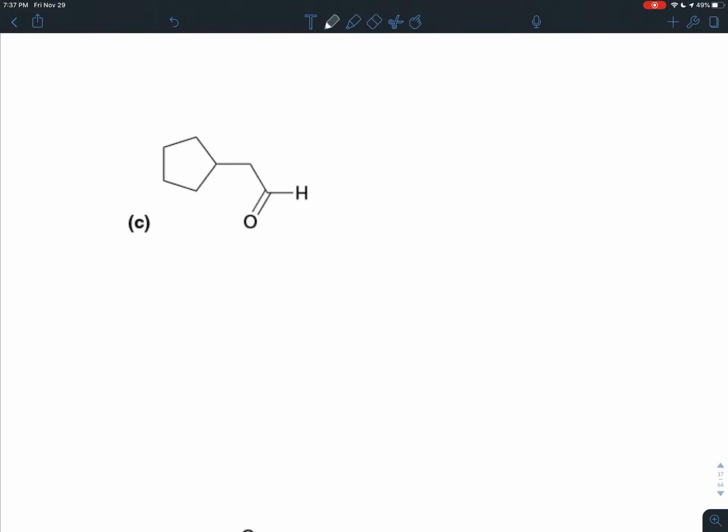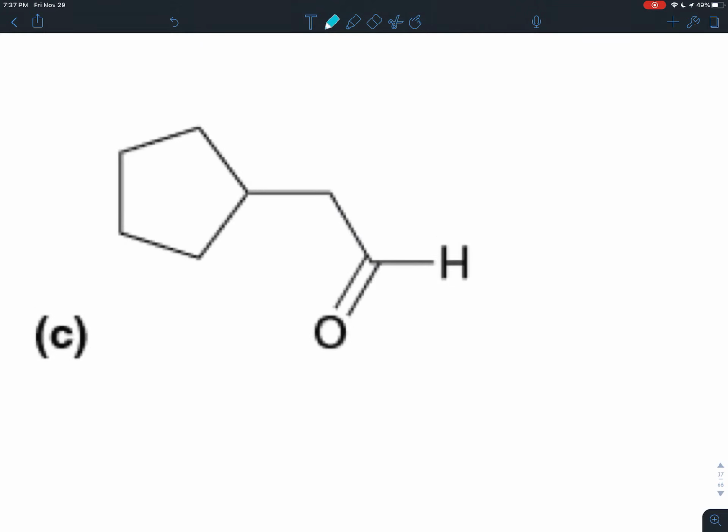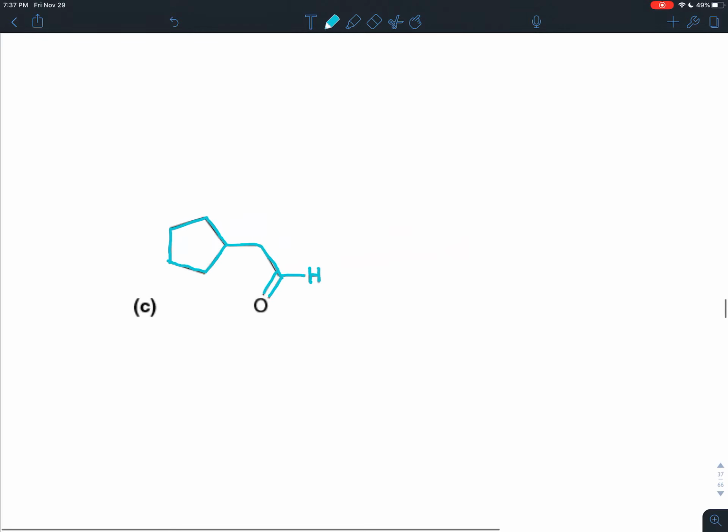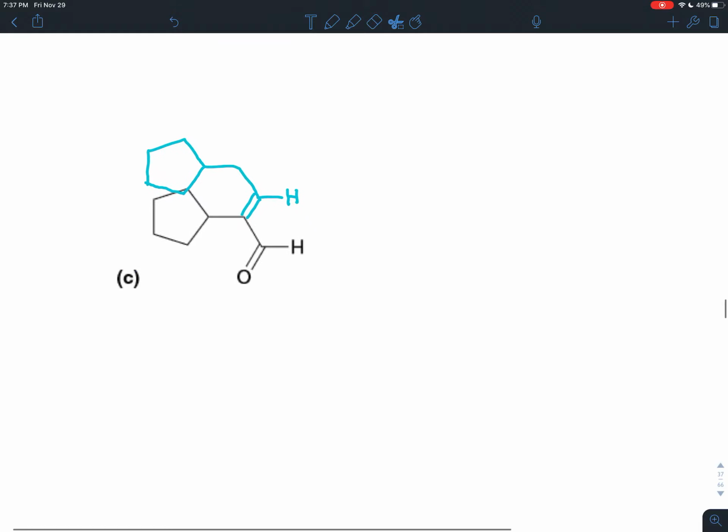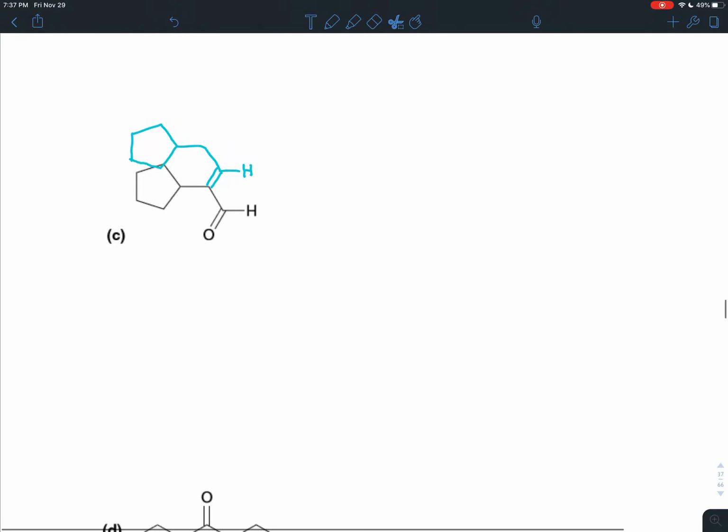Okay, so let's try this one. Now, again, just to prove the point that multiple versions of this same molecule are coming together, I'm going to trace over this molecule. But where the oxygen was, that'll be a leaving group, and I'm going to replace that with the alpha carbon. So that's a rough draft for this molecule.